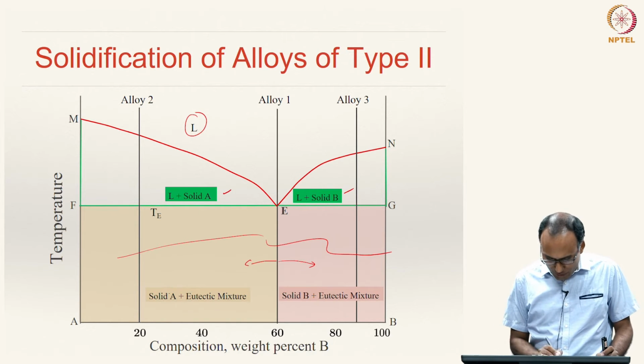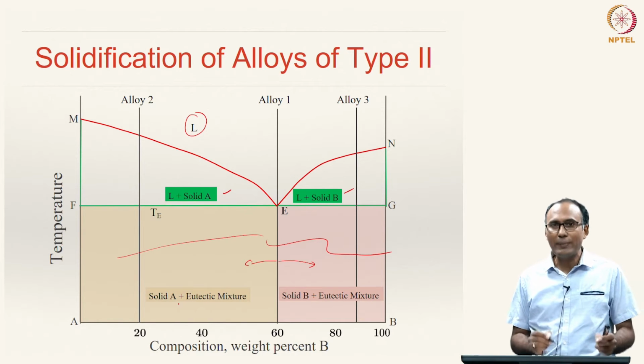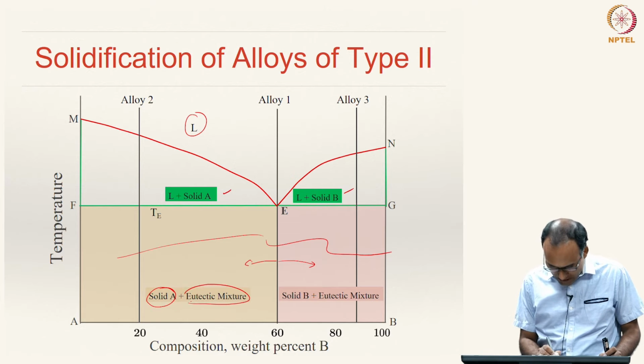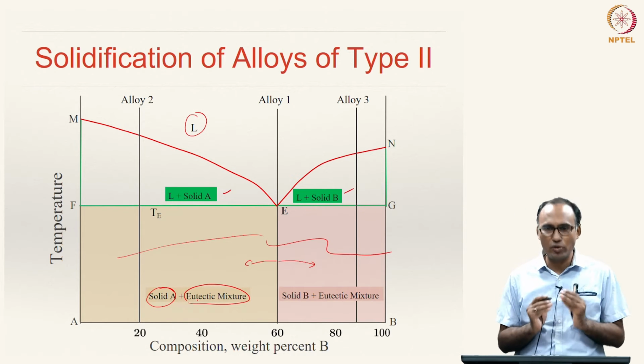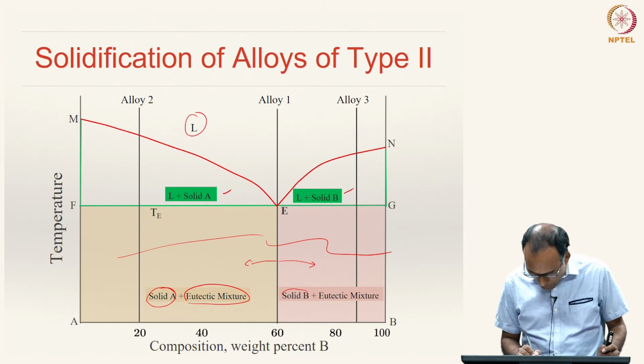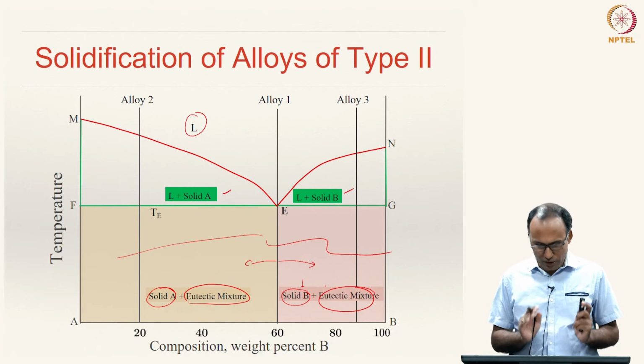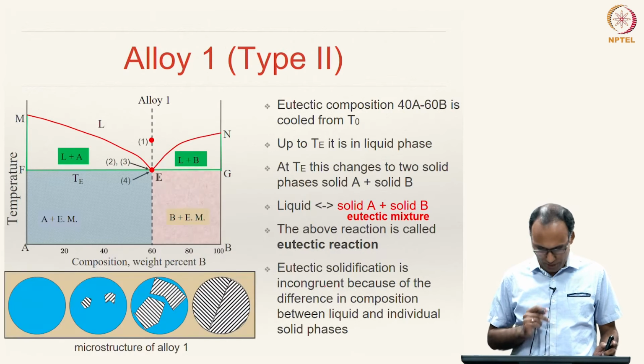in the microstructure. Left of the eutectic composition, the hypoeutectic alloy will be a 2 phase mixture of solid A and a eutectic mixture. We will see what we mean by eutectic mixture, and to the right you will have solid B and eutectic mixture. Okay. So, in order to understand this carefully, let us pay attention to each and every alloy.